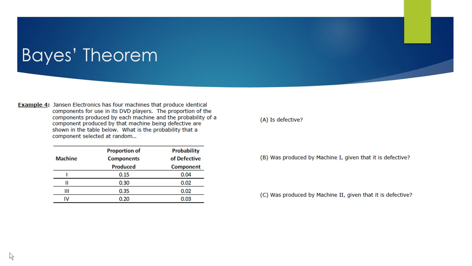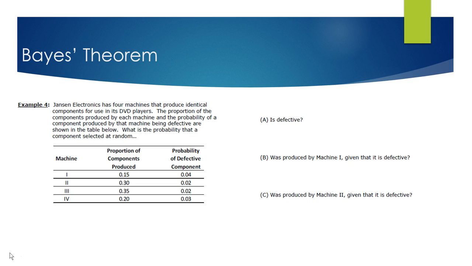What's the probability that a randomly selected component from this entire lot is defective? What's the probability of it being produced by machine 1 given that it was defective? And C, what's the probability that it's produced by machine 2 given that it was a defective component? So again, be careful with the wording. We're given that it's defective for B and C.